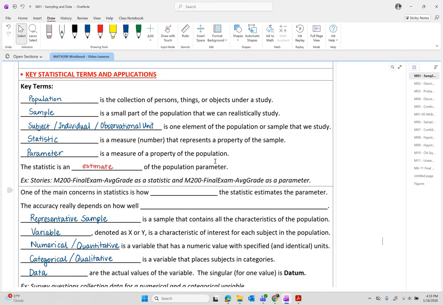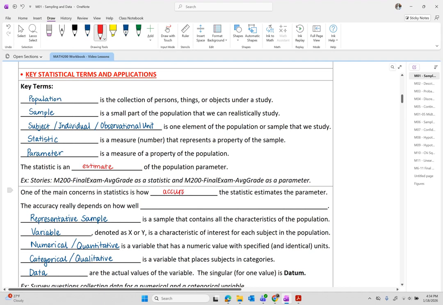One of the main concerns in statistics is how accurately the statistic estimates the parameter. For example, was 3 out of 4 heads a reasonable estimation of the probability of heads when flipping a fair coin? So, was your statistic accurate enough to estimate the population parameter?